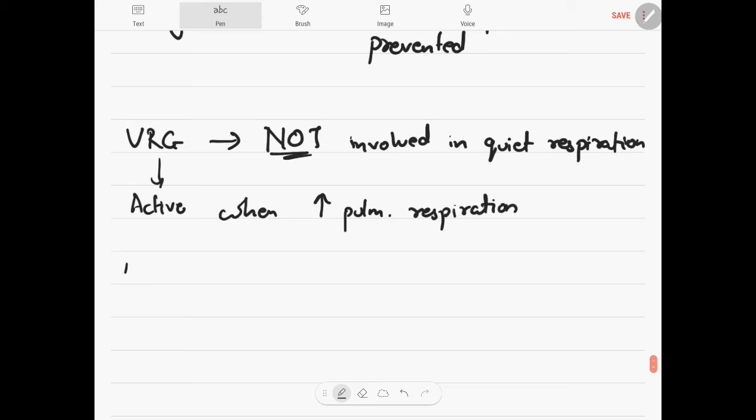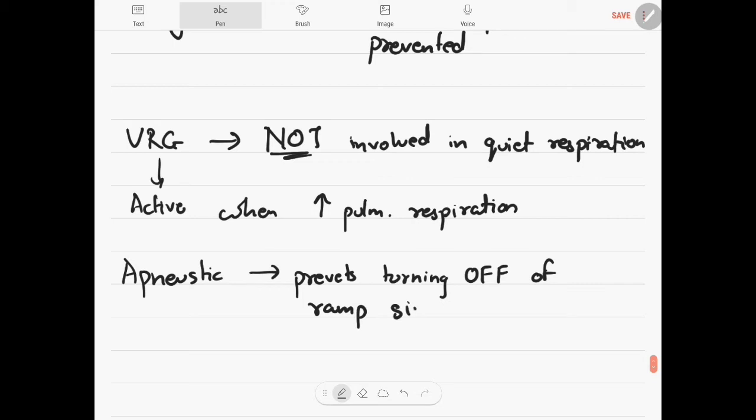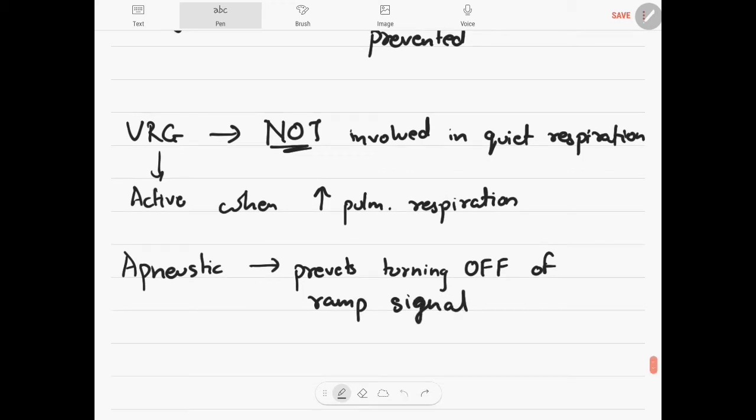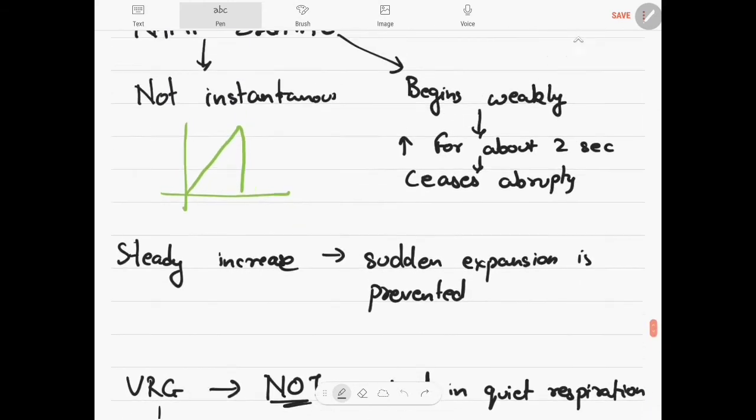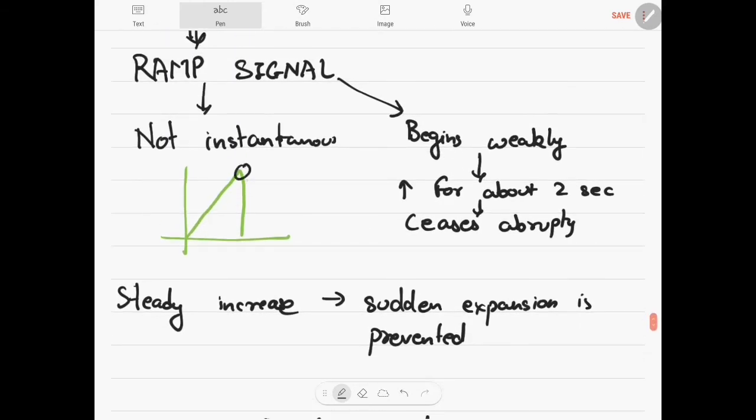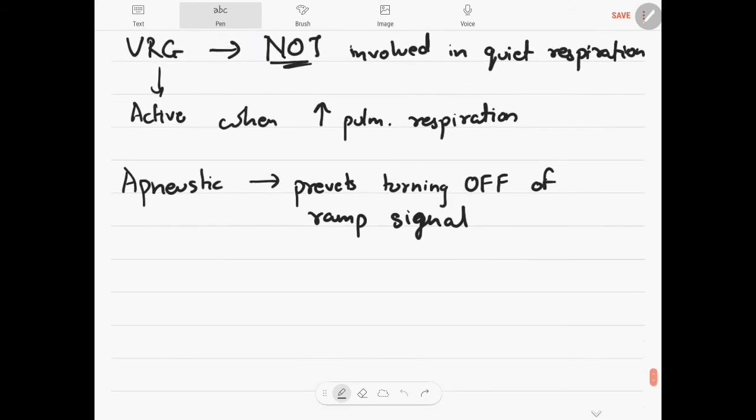Now the apneustic center. The apneustic center prevents turning off of the ramp signal. So what it essentially does is that it will prevent this cessation. So this cessation is prevented. Now you understand. Good. So now we understood what the apneustic center does.